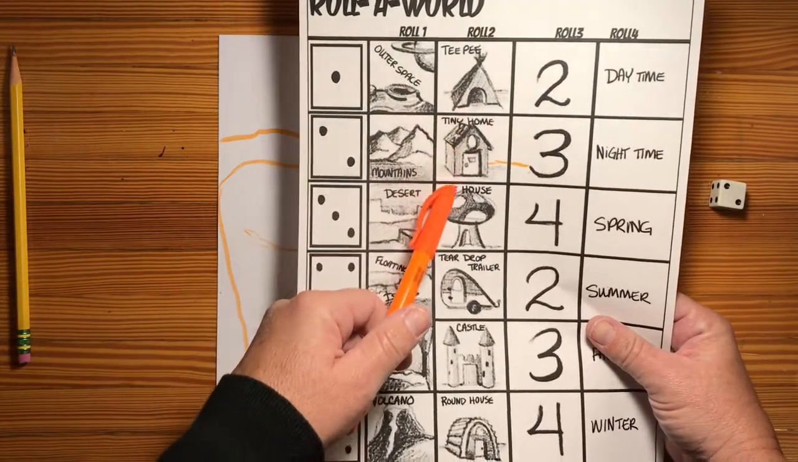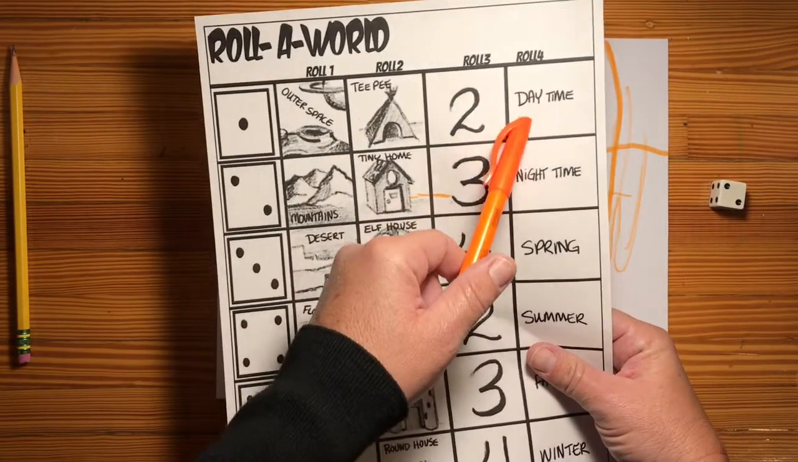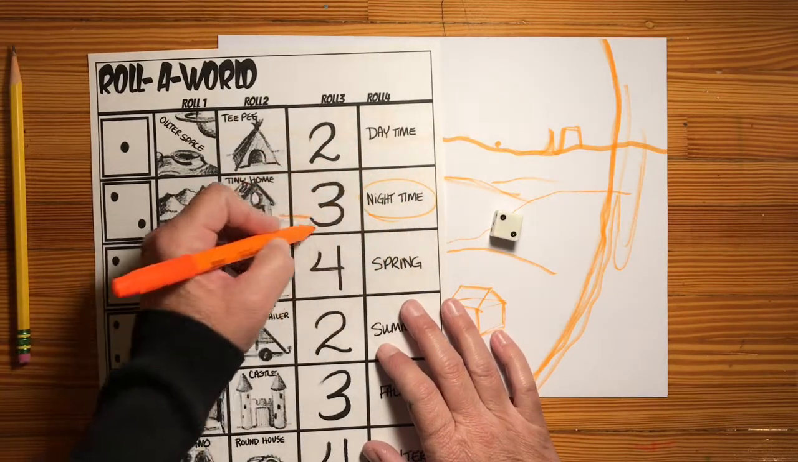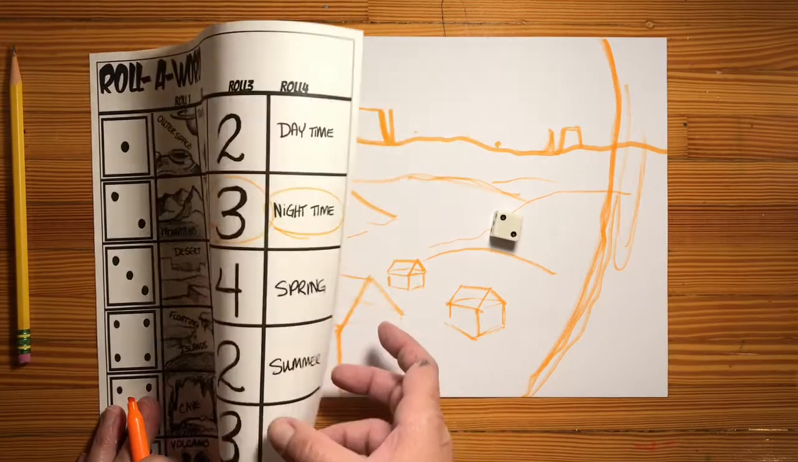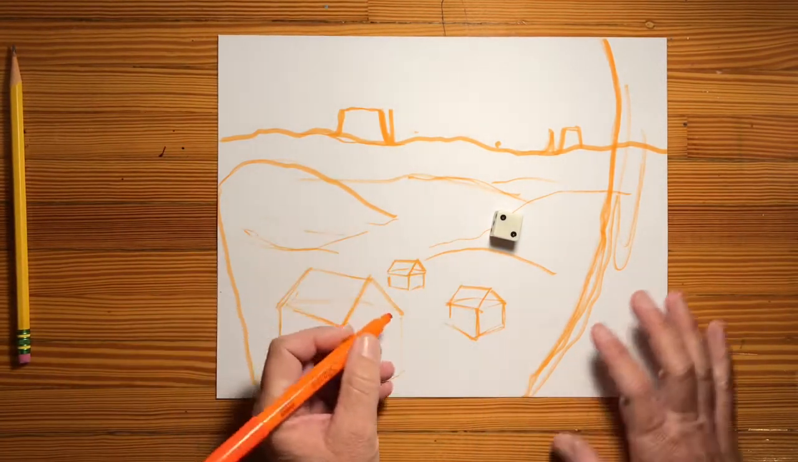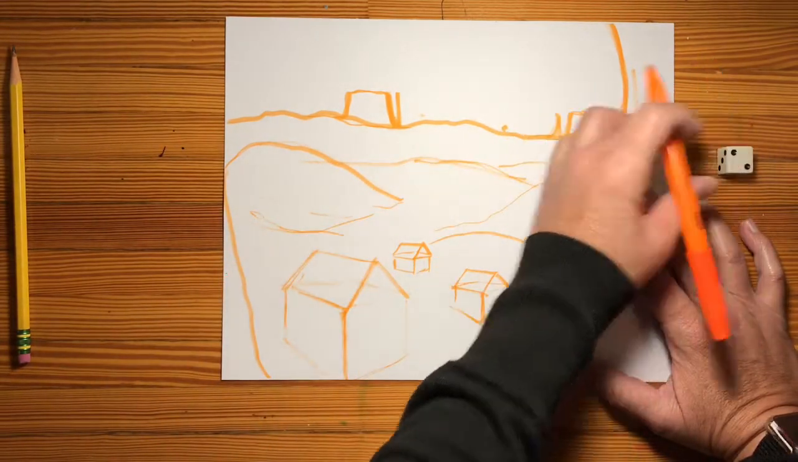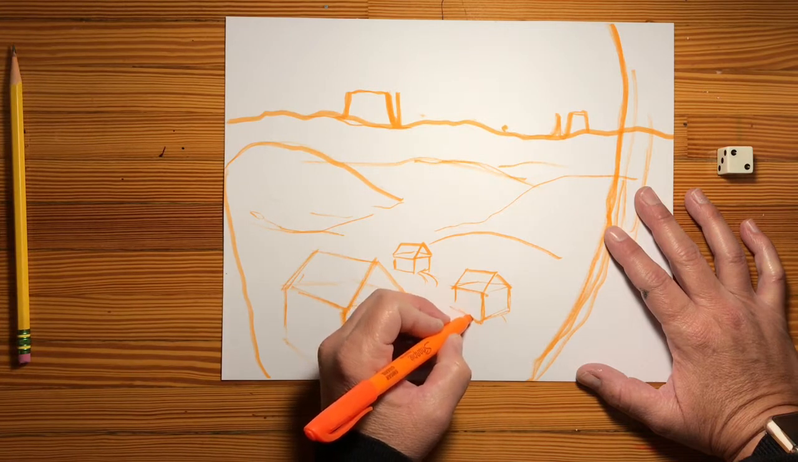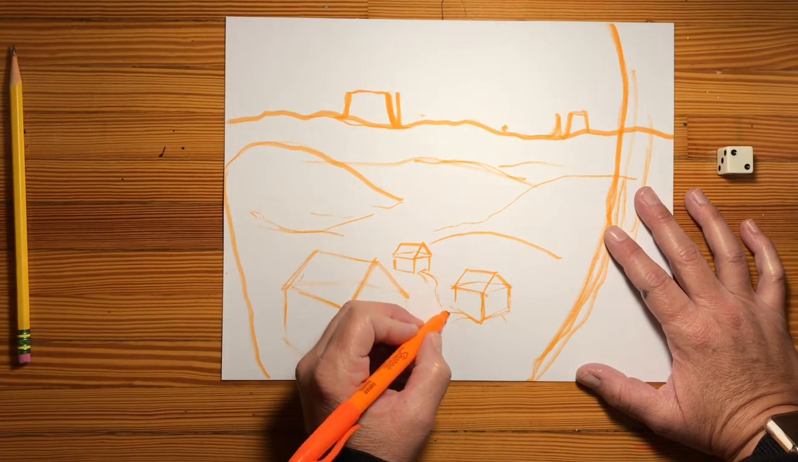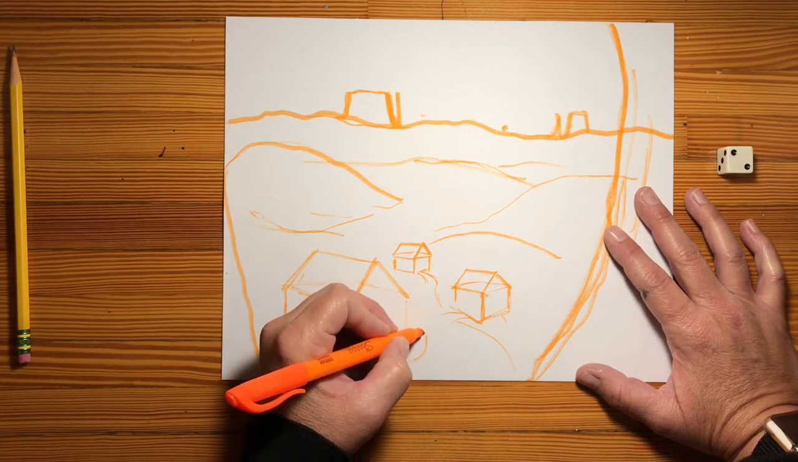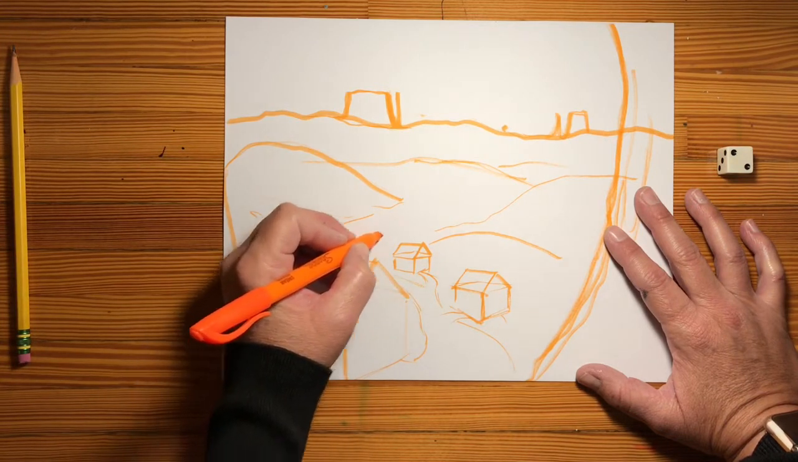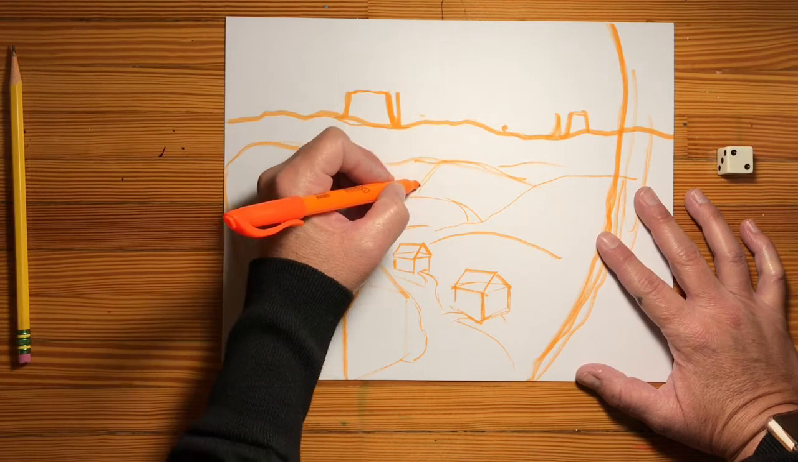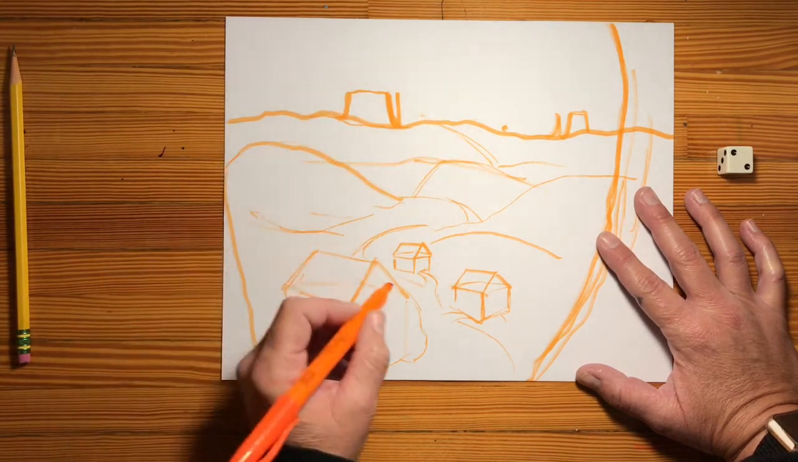Okay, so I have placement for my three tiny homes. Got them there. I've got my background. Now I need to see what time of year it is. Oh, I've got nighttime. Okay, I'm going to go back and add some more detail to this, maybe a road. There's my road skipping off.